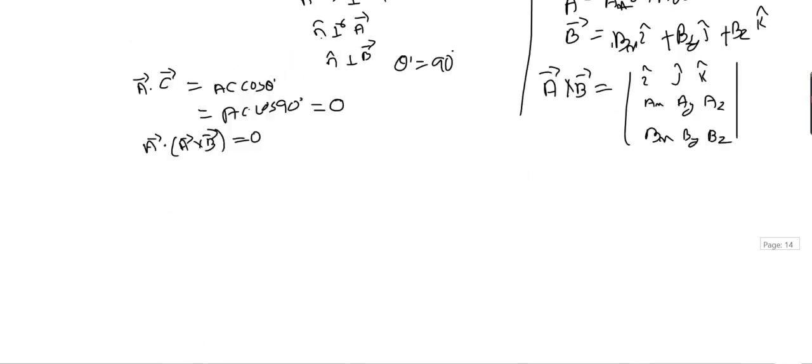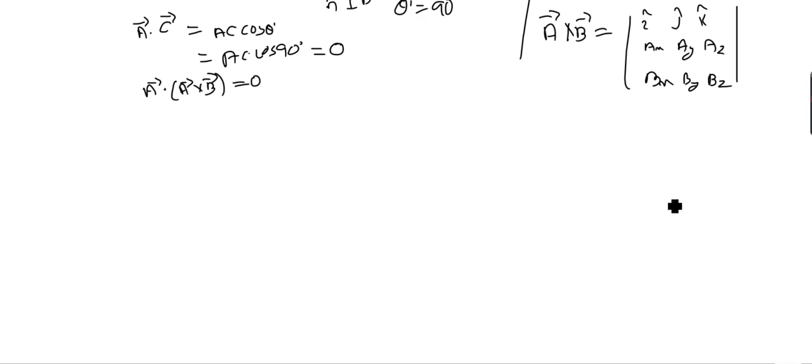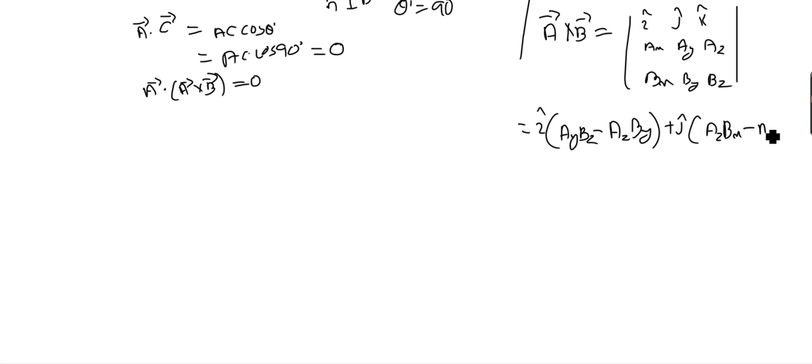Its value becomes i cap into (Ay Bz minus Az By), plus j cap into (Az Bx minus Ax Bz), plus k cap into (Ax By minus Ay Bx). So this is our A cross B.